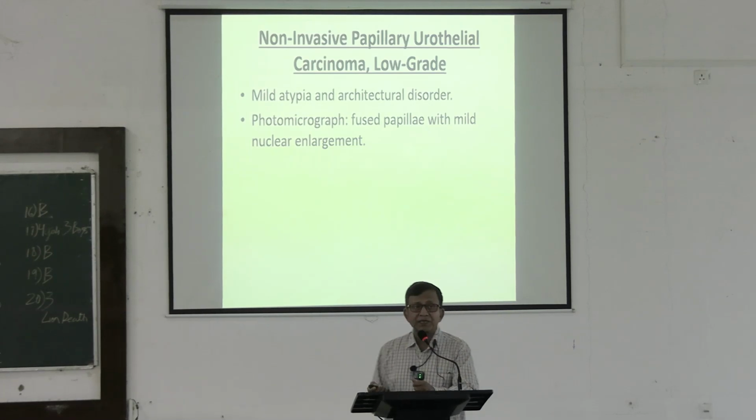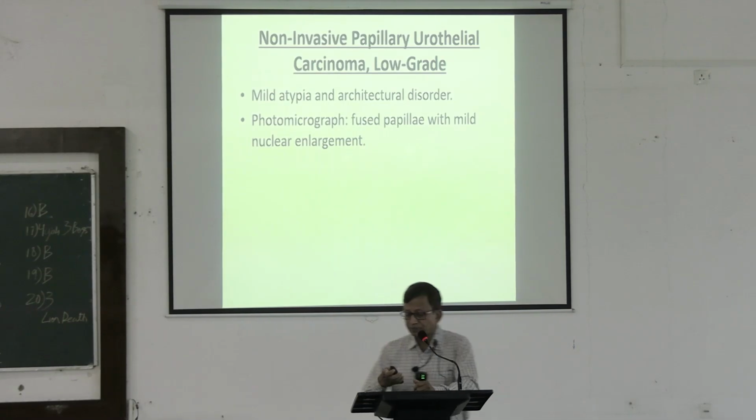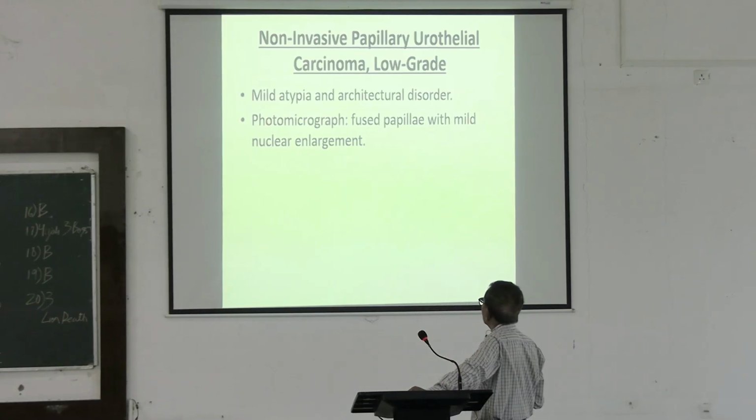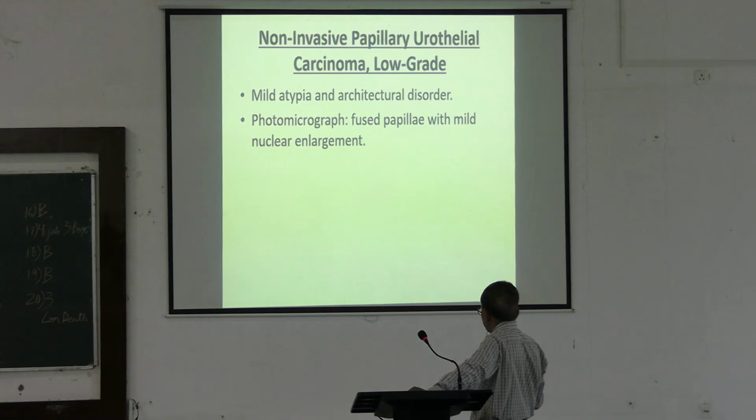Now comes the carcinoma, where the cells are more pleomorphic, more hyperchromatic, higher N/C ratio, etc. What is written? Mild atypia, because it is low grade. That's why mild atypia and architectural disorder. Photomicrograph: fused papillae with mild nuclear enlargement.